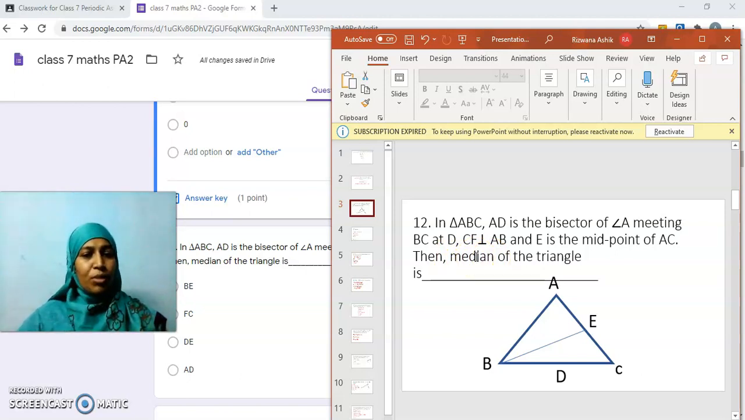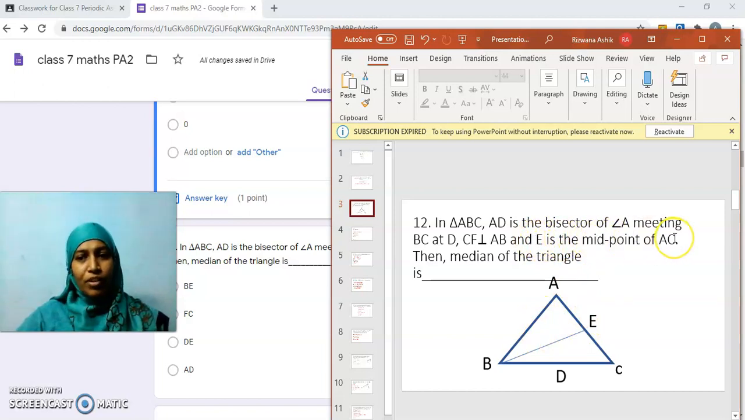What is the definition of median? It should join the midpoint of the opposite side. Now look at the word midpoint here. Is there any midpoint here? Yes. Where is that midpoint? E is the midpoint lying on AC. So which is the median? Surely this midpoint will connect to the opposite vertex. So which is the median here? BE is the median. You have to look at only this statement.